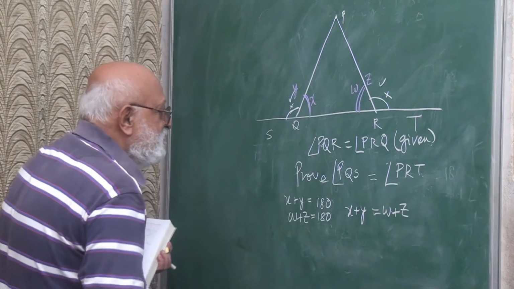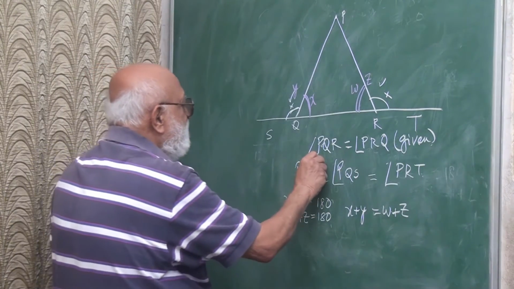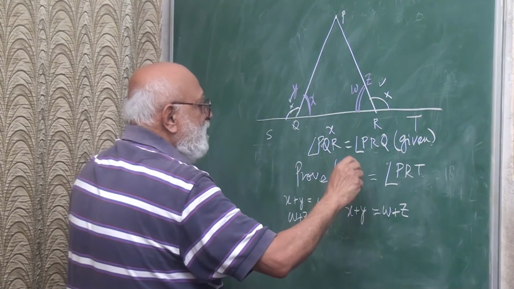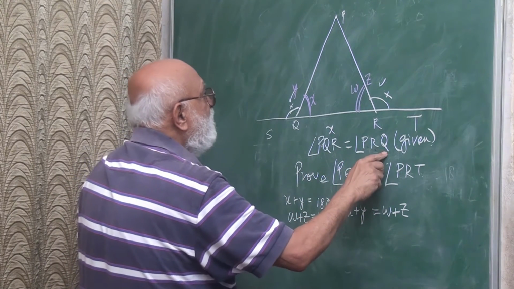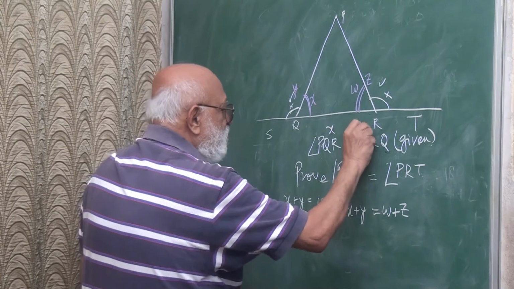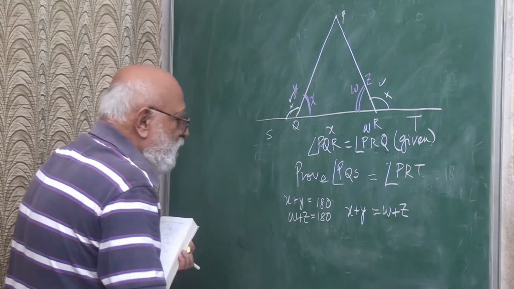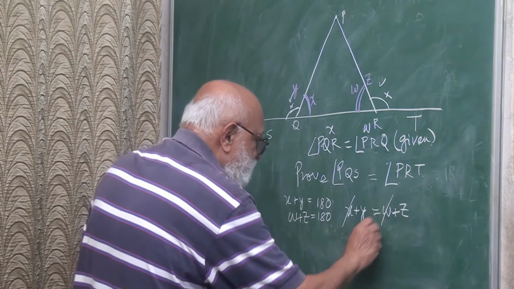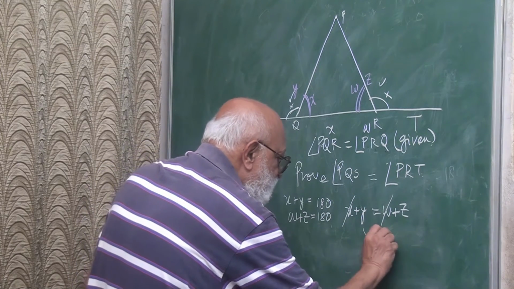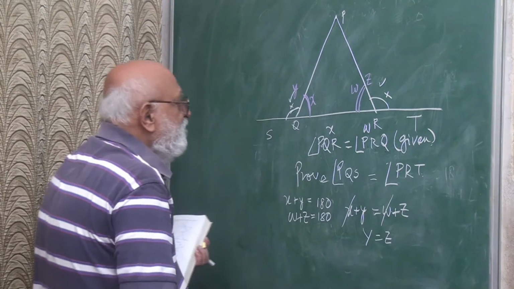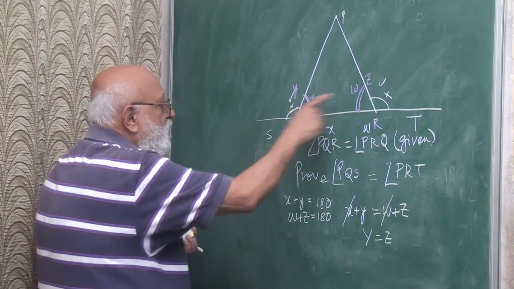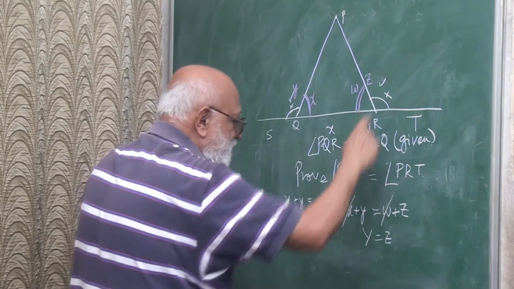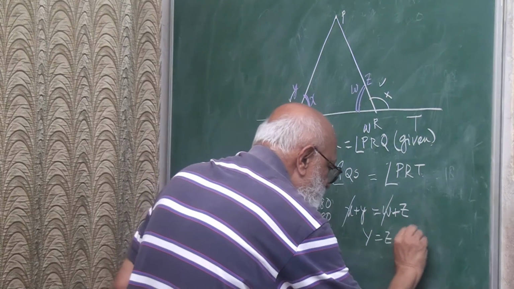Now what it says is given. Which one is it? PQR. PQR is what? X. And PRQ is W. So X and W are equal. So if I cut out this one and this one, then Y equal to Z. That's what we set out to prove. Y equal to Z, that means this angle and this angle are equal. That means this is proved.